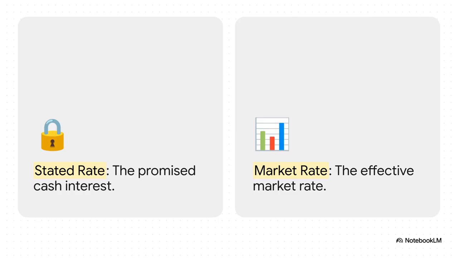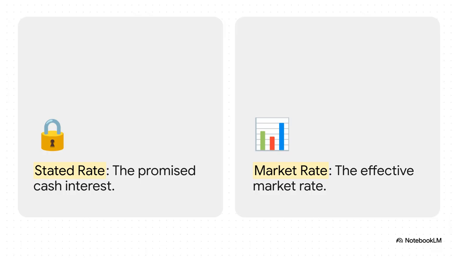In one corner, we have the stated rate. You might also know this as the coupon rate. This is the percentage locked in and printed right there on your bond contract. It tells the investor precisely how much periodic cash interest they are promised, period. But in the other corner, we've got the market rate, also known as the effective rate.